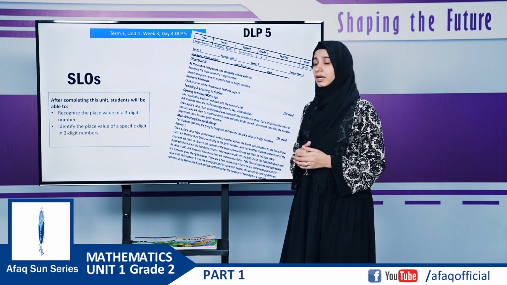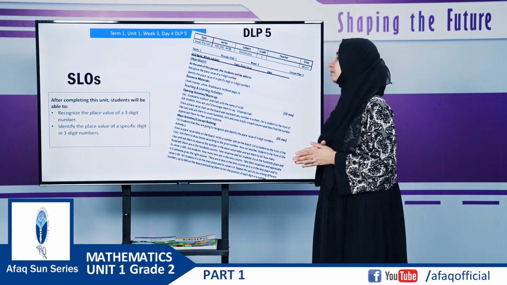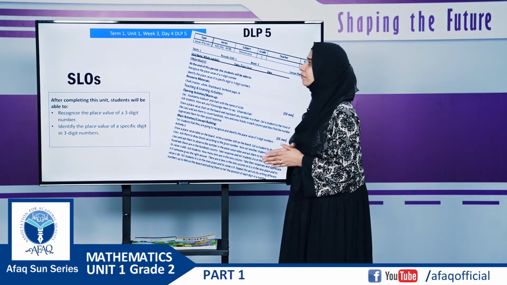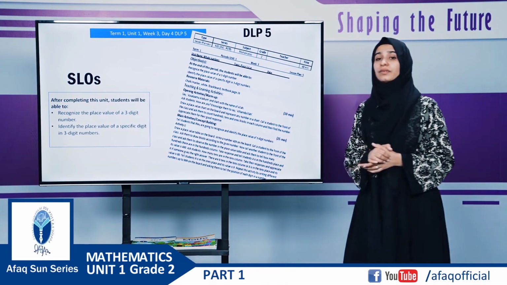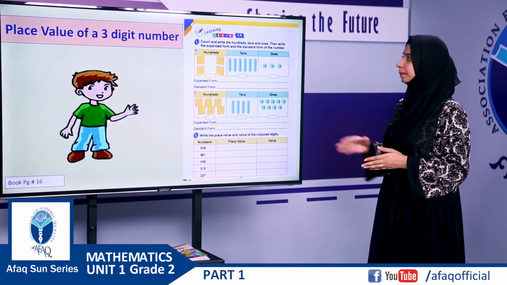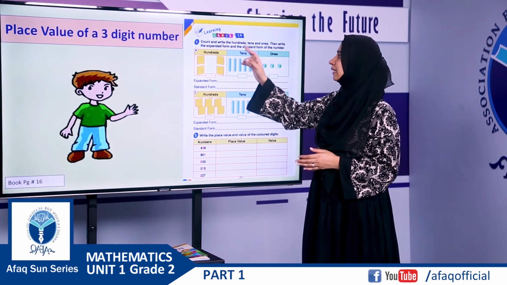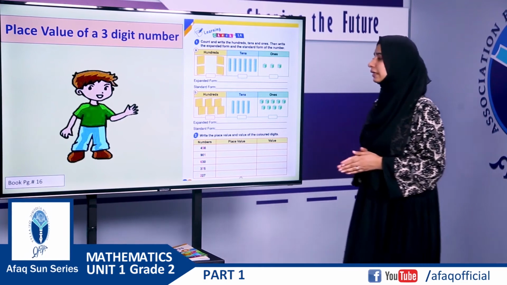In this lesson, we are going to cover only 2 SLOs, and to cover these SLOs, the complete methodology has been given in DLP 5 of day 4 of week 3 of unit 1 of term 1. Here, open up your book page number 16, count and write hundreds, tens and ones, then write the expanded form and the standard form of the numbers.